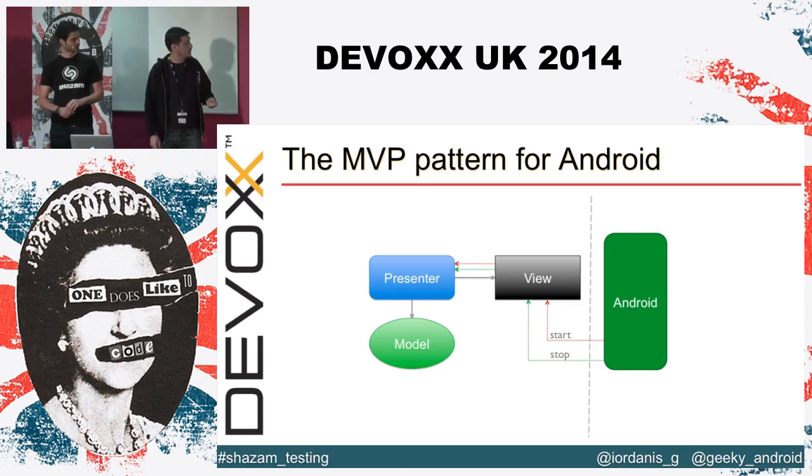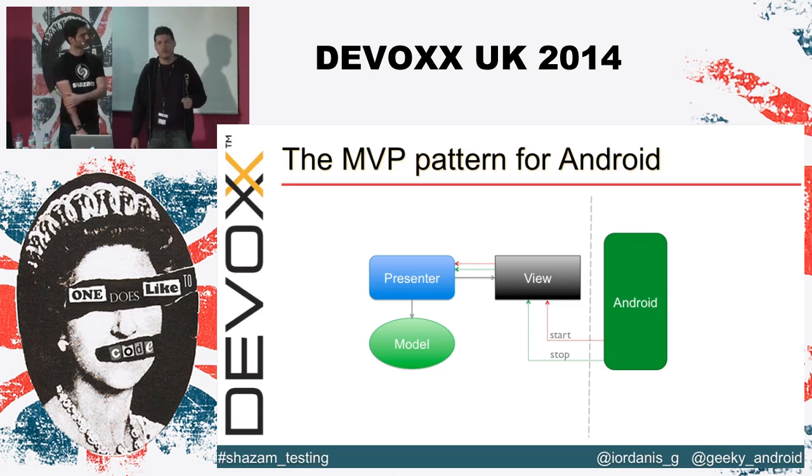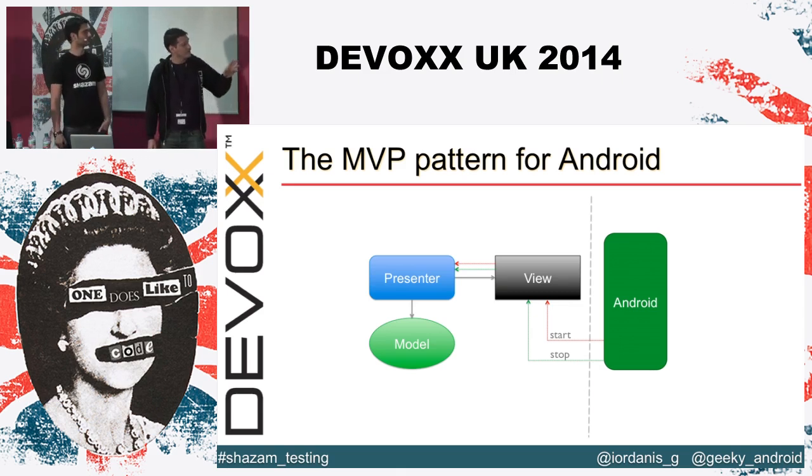On Android, we have the system there on the right that basically drives our app. And it drives our app using the callbacks on start, on stop, on resume, on pause, all these callbacks that we saw in that diagram before. These get forwarded into our view, which is our activities or our fragments. The view then talks to the presenter, forwarding these events to it. The presenter then talks to the model, as I described before, gets data back, and then presents them to the view.